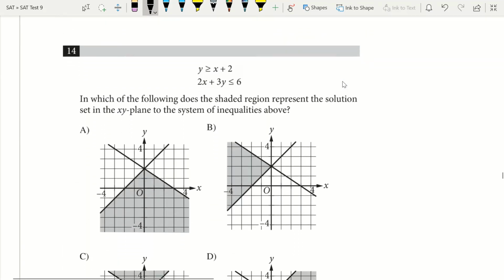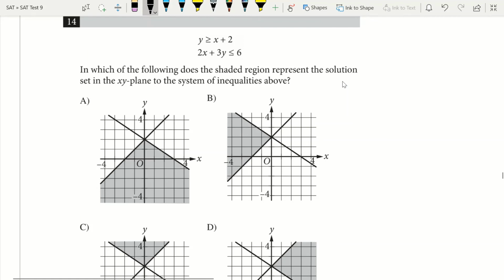All right, question 14. In which of the following does the shaded region represent the solution set in the xy plane to the system of inequalities above? All right, my first equation is y is greater than or equal to x plus 2. So I'm going to find that equation. I see that equation, y is greater than x plus 2, is this line here. So this line is what it's corresponding to.